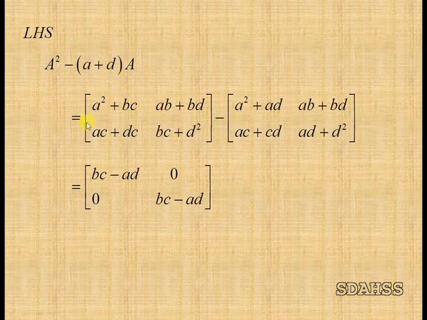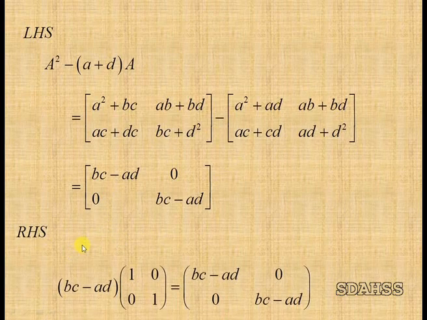Here a squared minus a squared cancel, so remaining you have bc minus ad. ab plus bd minus ab plus bd is 0. ac plus dc minus ac plus cd is 0. bc plus d squared minus ad plus d squared: here d squared minus d squared cancel, so remaining you have bc minus ad.